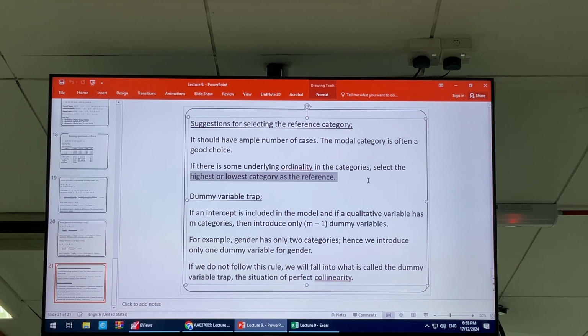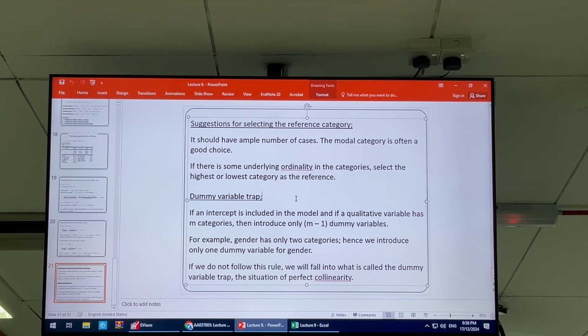So in that case, you can select either the lowest one or the highest one to be your reference category. You have three categories, you only include two dummy variables, and you exclude one. Which one to exclude? Based on this suggestion, you exclude either the lowest category or the highest. So let's say you select the lowest one, primary school. Then you just include variables for secondary school and tertiary education.